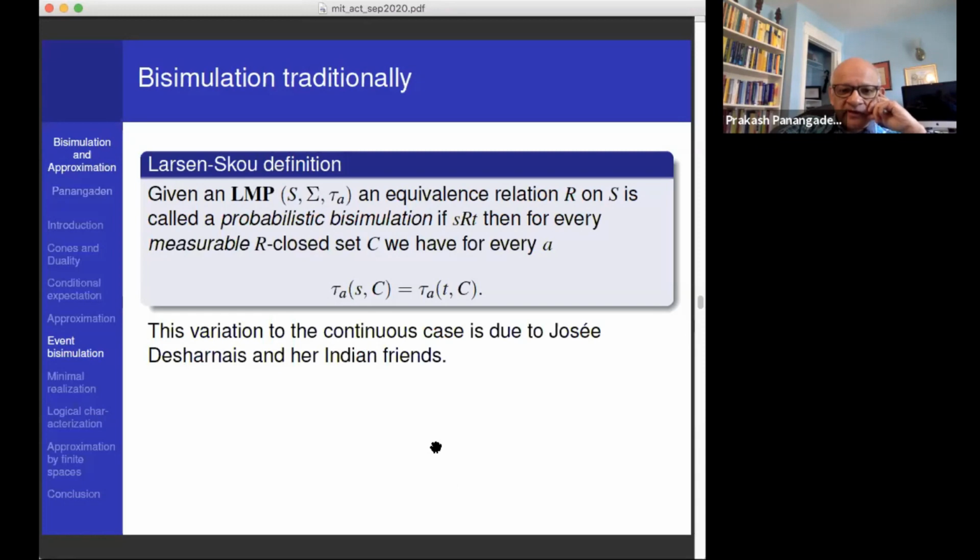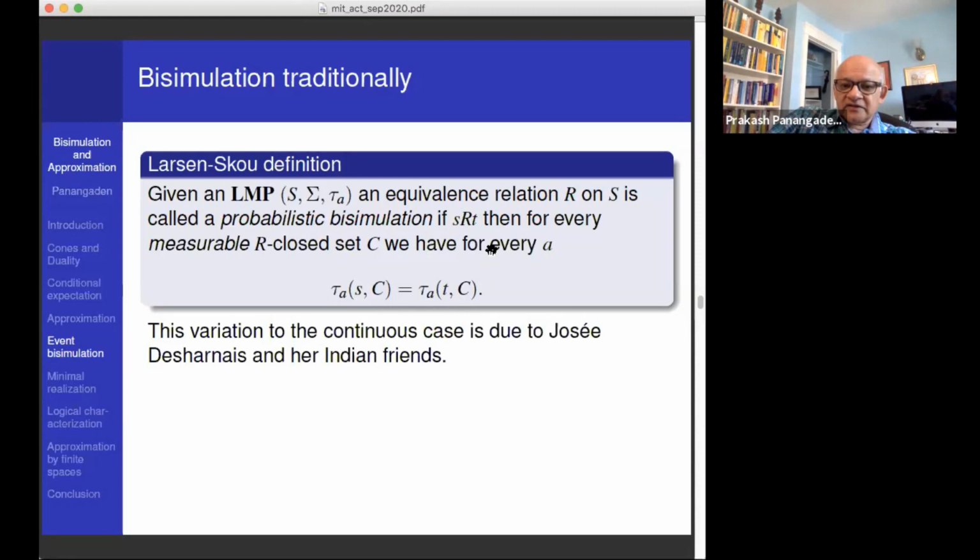Let's talk about behavioral equivalence. This is a concept that has been studied for a long time under the name of bisimulation. The original definition of Larsen and Skou was given for discrete transition systems, and it reads like this. Given a labeled Markov process with a set of states, a sigma algebra on the set, and a Markov kernel, now in the traditional sense of a measure transformer, an equivalence relation on the state space is called a probabilistic bisimulation if, for every pair of related states and every measurable R-closed set, the transition probabilities for every possible action must match.